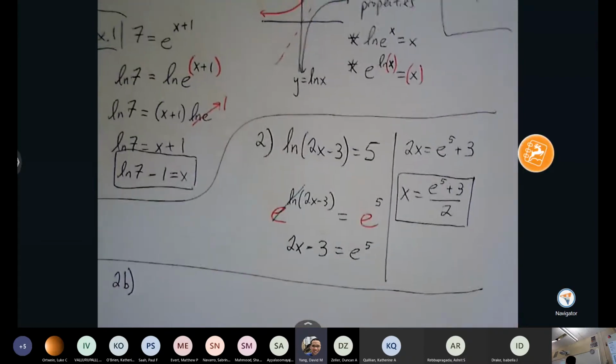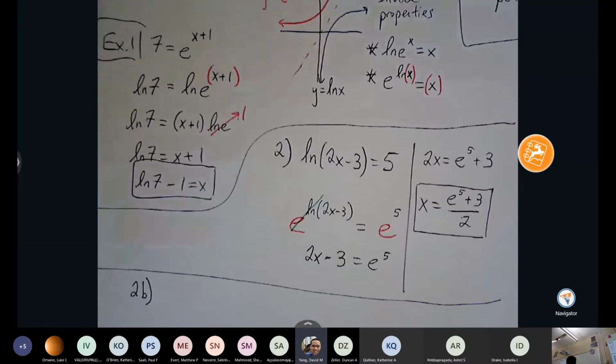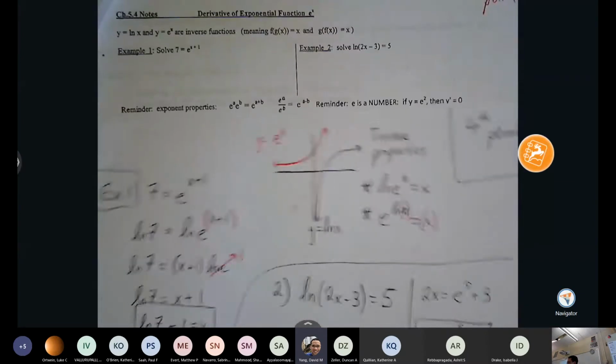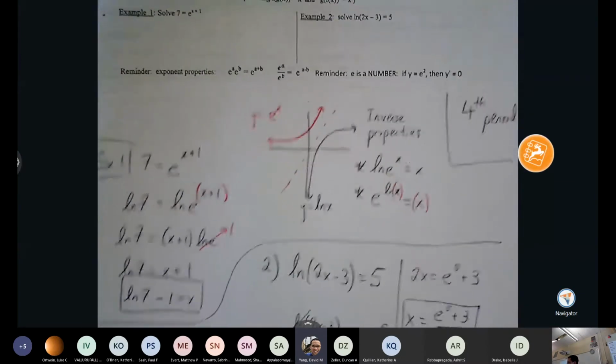All right, any questions with solving equations, either variable stuck as the exponent or variable stuck inside the natural log? Okay, we'll spend a little bit of time tomorrow practicing these problems as well. All right, moving on to some other properties here.